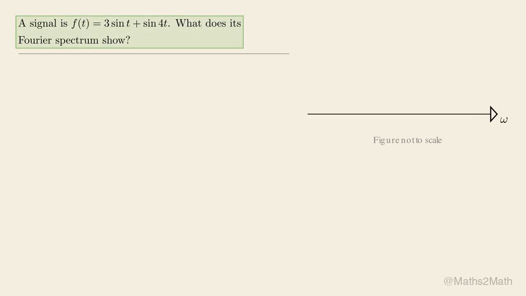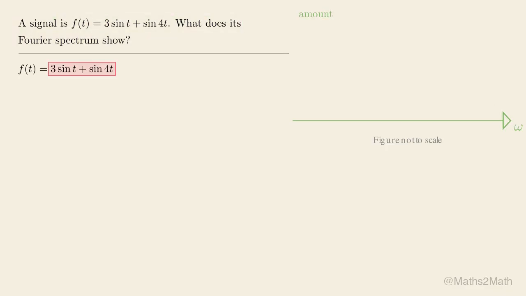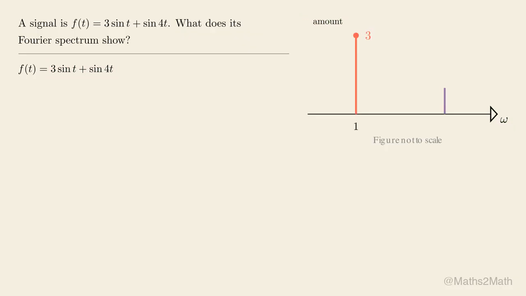Now let's look at an application of this concept. A signal that is 3 sine t plus sine 4t. What does its Fourier spectrum show? Read the signal as a sum. 3 units of the slow wave, frequency 1, plus 1 unit of a faster wave, frequency 4. So its spectrum needs no computation at all. 1 spike at frequency 1, 3 tall, 1 spike at frequency 4, 1 tall. Everywhere else, 0.